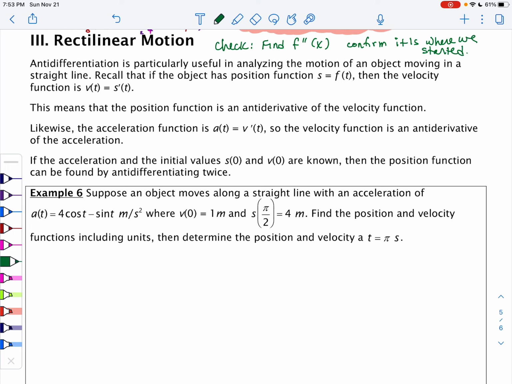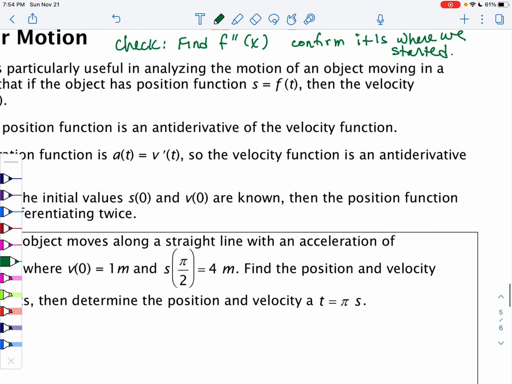Well, if we start with acceleration, we can take the antiderivative of acceleration to get to the velocity function. And from velocity, we can take the antiderivative to get to the position function. So we can actually get to an equation that models where the object is at time t. So you can see this has great applications in real world situations. So let's take a look at our rectilinear motion.